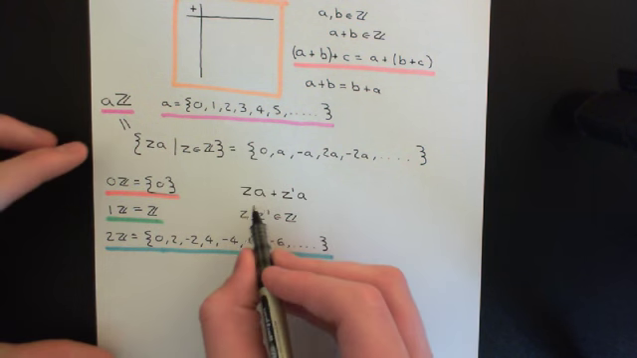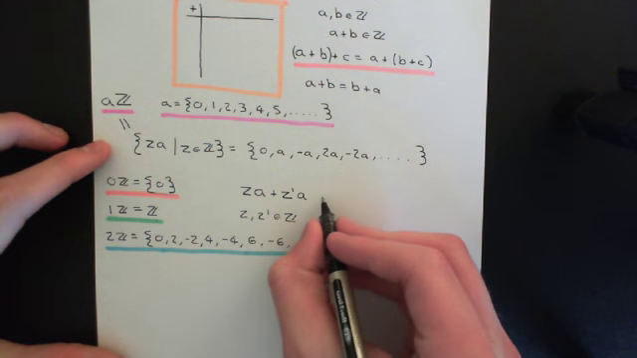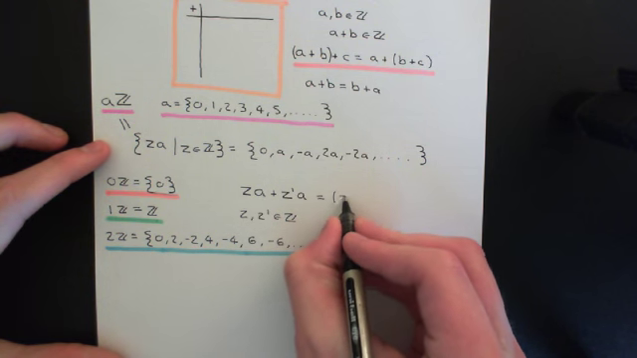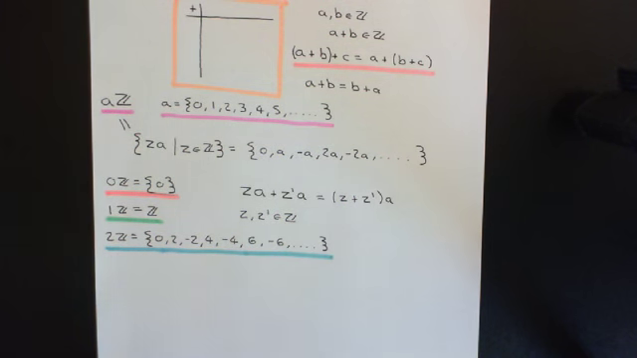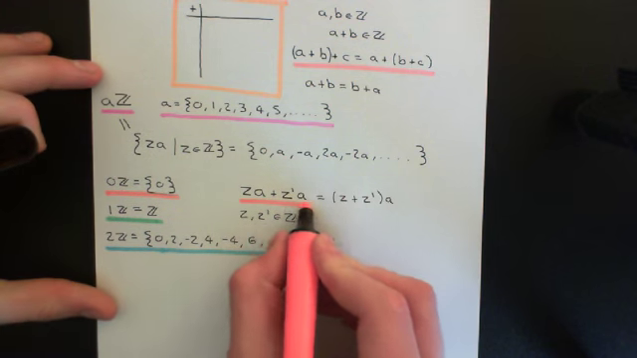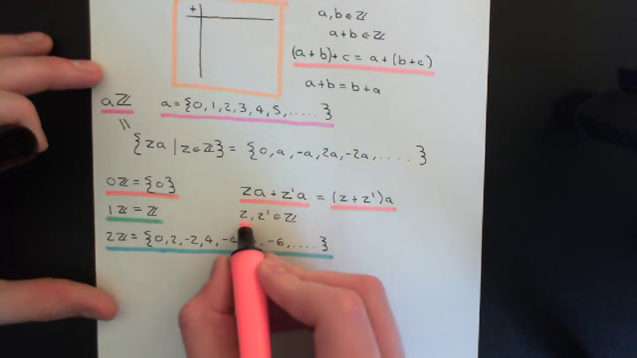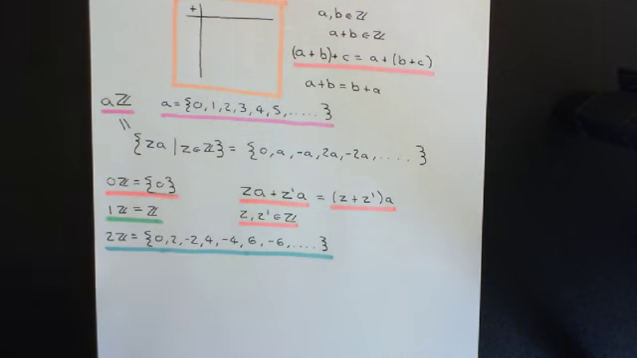So basically, what you can do is you can factor out the a here. So you can rewrite this as z plus z prime times a. Hopefully that should be familiar to you, even though we haven't been through it rigorously. And that's called the distributive law, that this is the same as this.